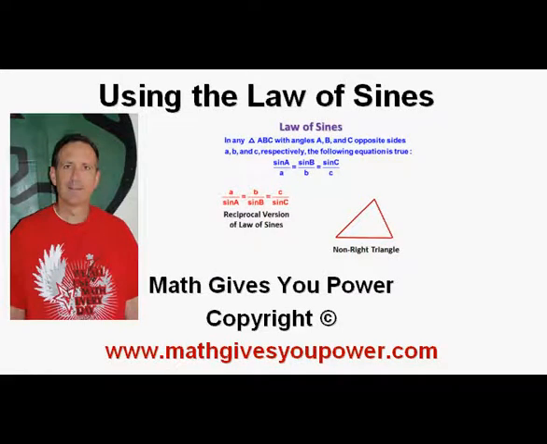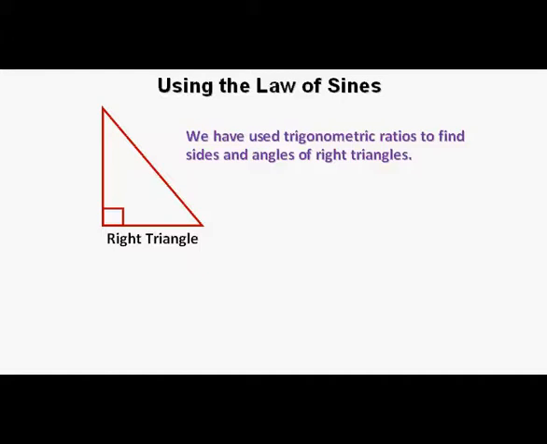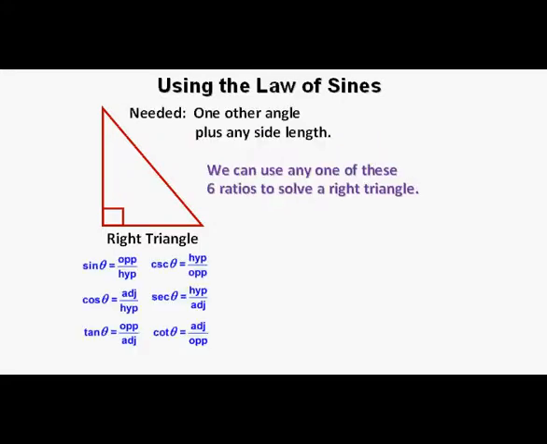In the trigonometry portion of our pre-calculus course thus far, we've used the trigonometric ratios to figure sides and angles of right triangles. And for right triangles, if we have any one of the other angle measures besides the right angle plus the length of one side, we can use one of these 6 trigonometric ratios to solve for the other sides of the triangle.